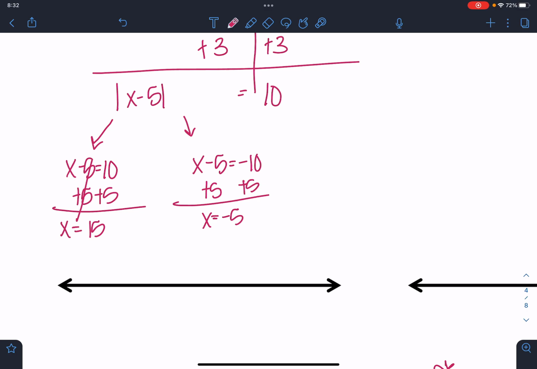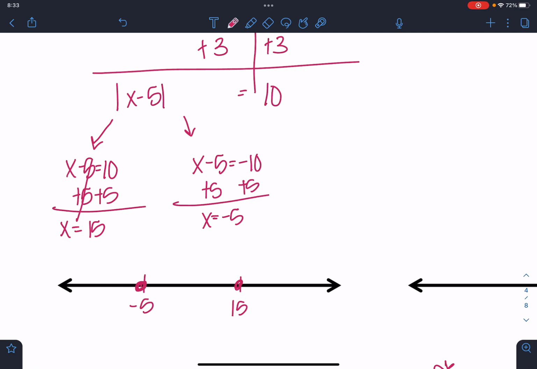And you will not have to graph these on the activity, but we do want to graph them here. Remember, we always put the smaller number first. We're doing a number line, so the negative 5, then the 15. And we can just plot those points there on the number line.